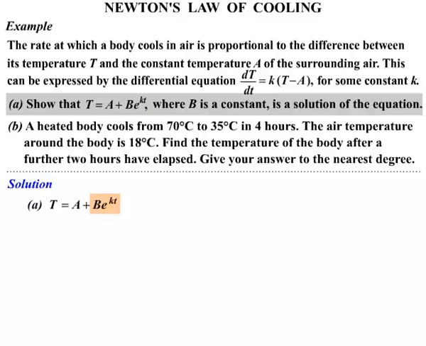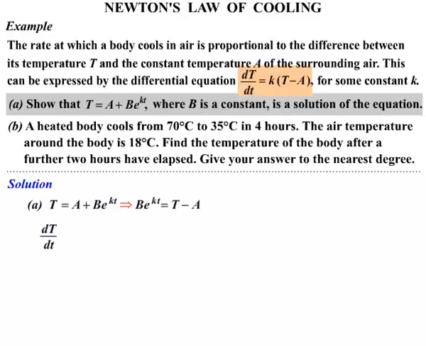And the first thing we'll do is actually write Be^(kt) as the subject. So we'll write that firstly, take the A over, and it'll be minus A. So we'll get that it equals T minus A. Now we're trying to prove this result.